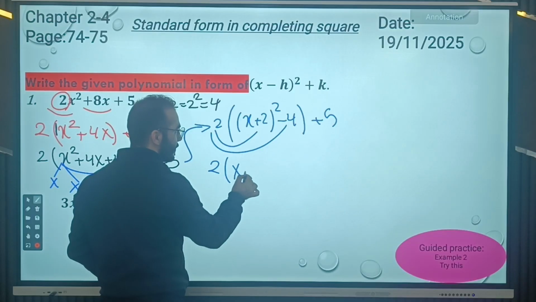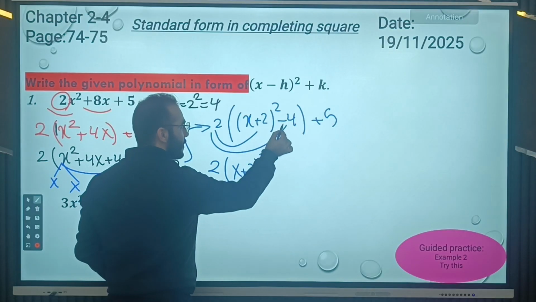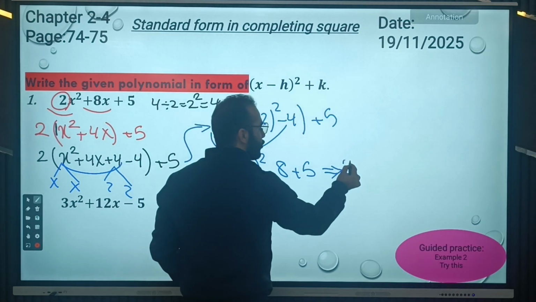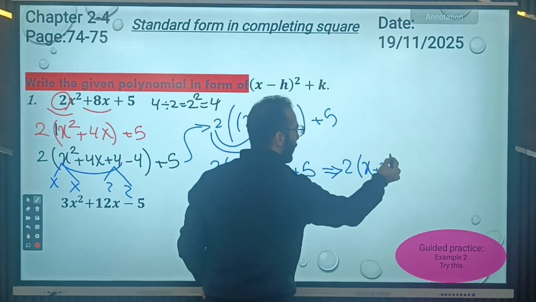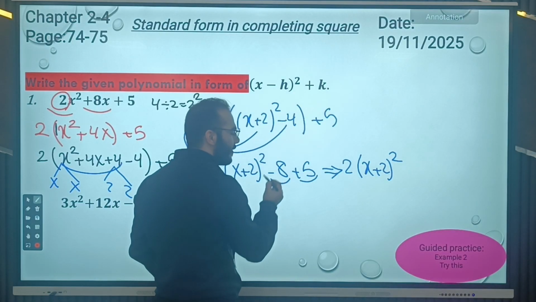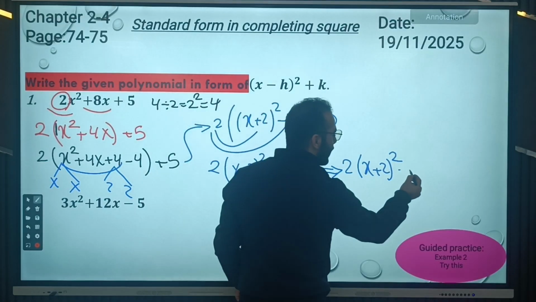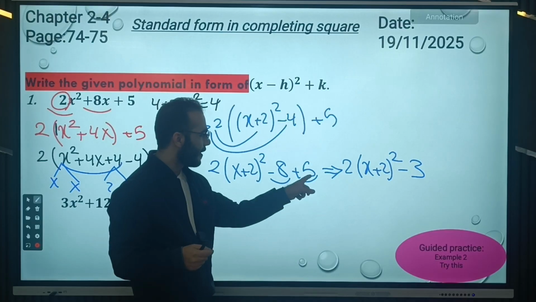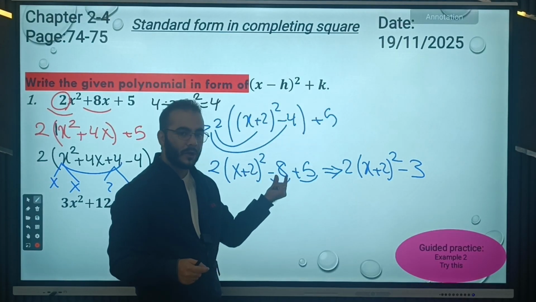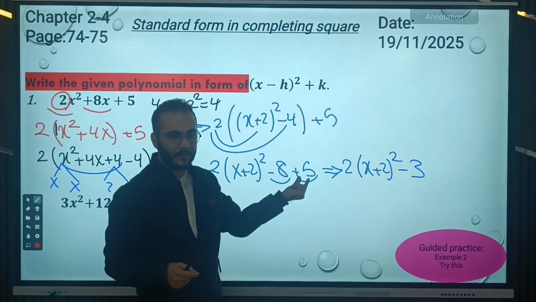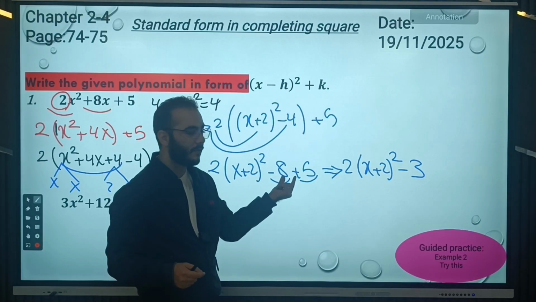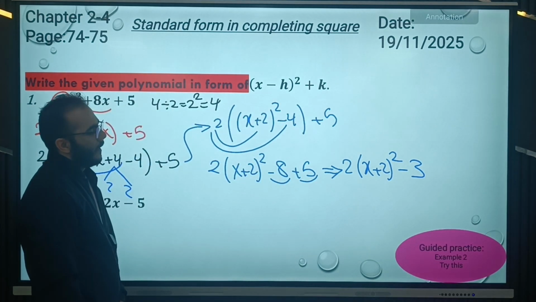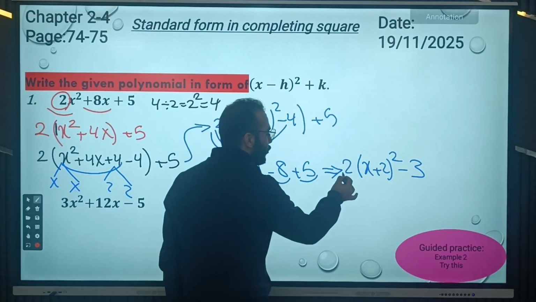So right now we need to distribute this 2 on each term inside this bracket. So 2 times x plus 2 powered by 2, 2 times negative 4, negative 8, plus 5. So finally, we are going to get 2 times x plus 2 powered by 2, negative 8 plus 5 equals negative 3. Why? Because the signs are different. So subtract them, 8 minus 5 is 3, and take the sign of the bigger number. I'm pretty sure everybody knows that 8 is bigger than 5, right, Mohanna? So the sign of 8 is negative. So take negative as the result in the vertex form. So right now, as you can see, we got the vertex form.